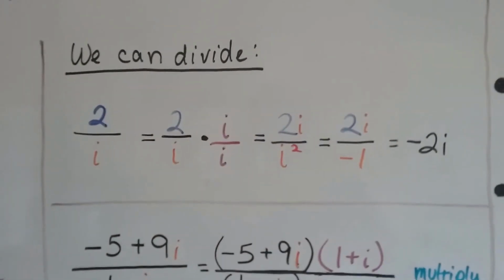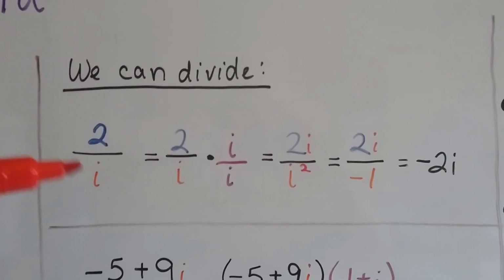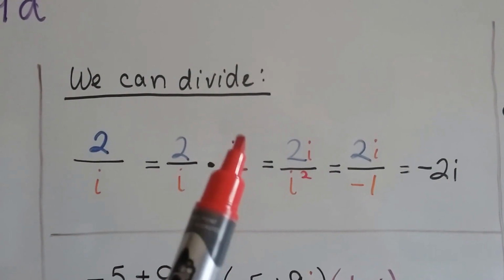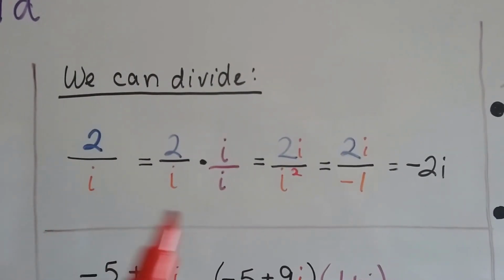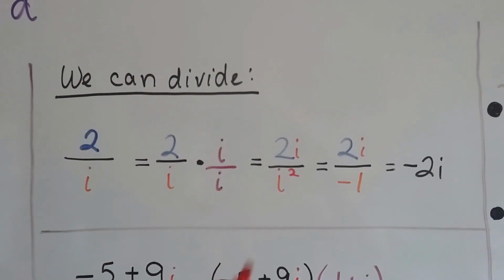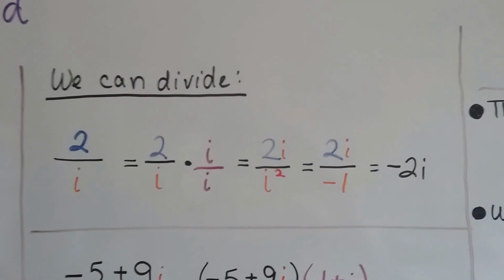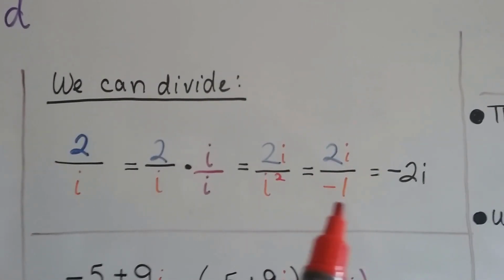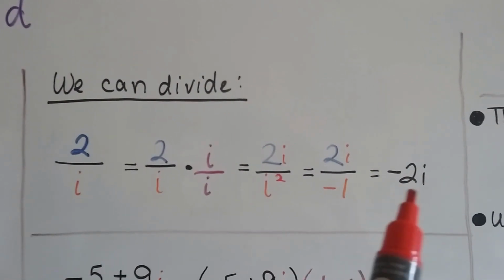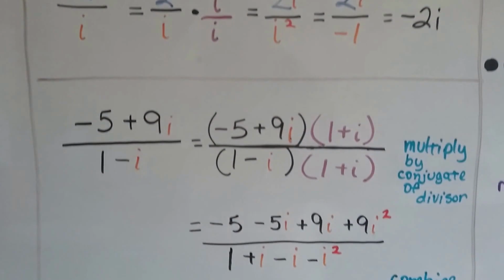All right. So if we have 2 over i, or the quotient of 2 and i, we can multiply by the conjugate i over i. That's the divisor. See? i over i. We get 2i over i squared. And we know i squared equals a negative 1, doesn't it? So that means we have 2i over negative 1, which equals a negative 2i. See?